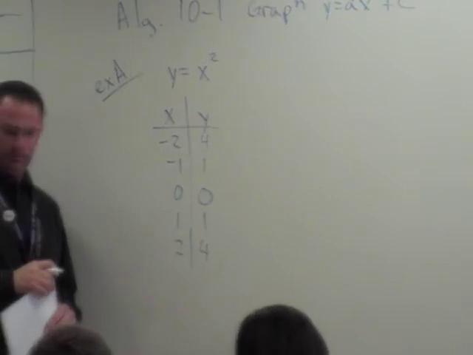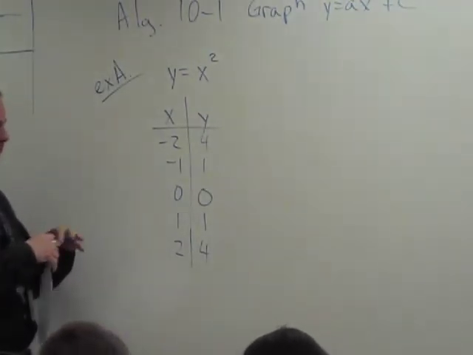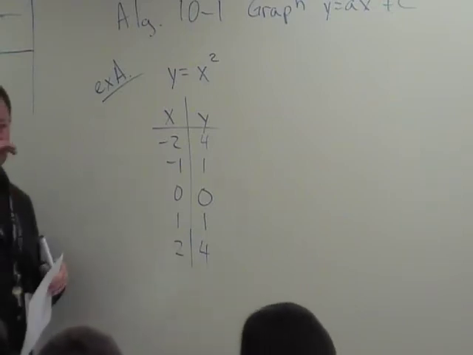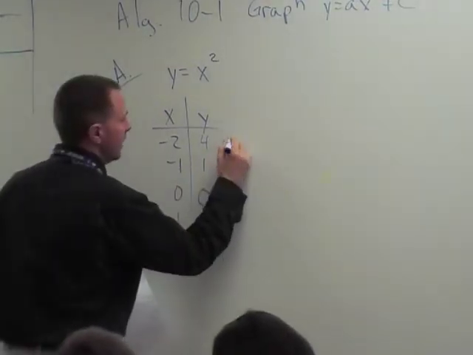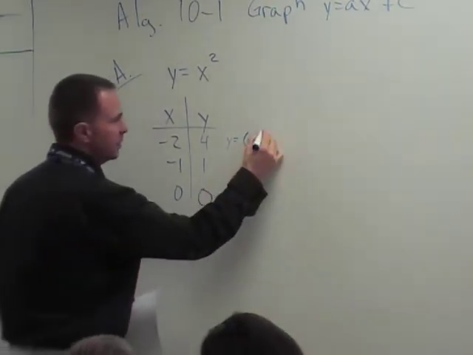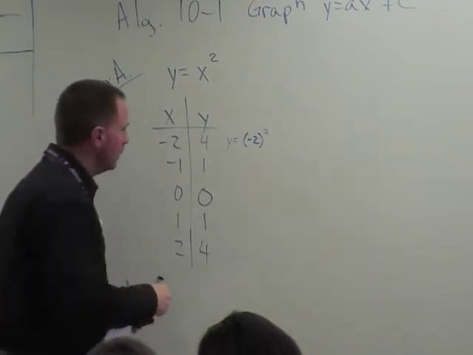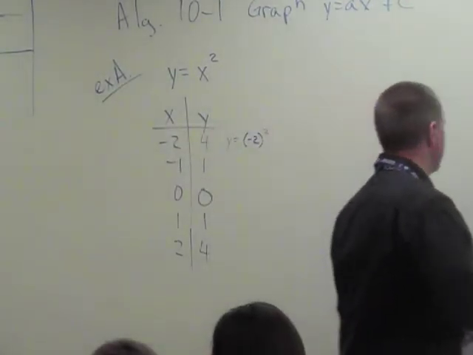Wouldn't it be negative because the sign isn't attached? It's inside the parentheses. Whenever you substitute, you put parentheses in, and we're going to square that. All right, so let's graph that, shall we?